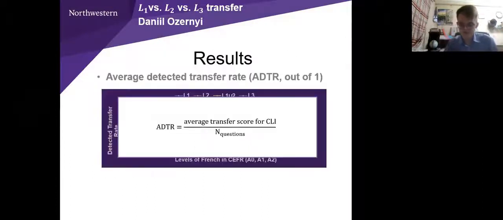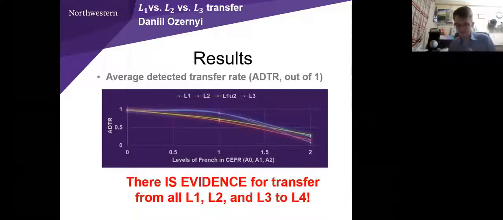Now to the results. Having calculated the scores for all categories, I also calculated the average detected transfer rate, ADTR. It stands for the average cumulative score for a given category divided by the number of questions. In other words, it is a measure of how much transfer was detected on every level for every given group of learners, given out of 1. The results do show that there is indeed solid evidence for transfer from all previous languages.